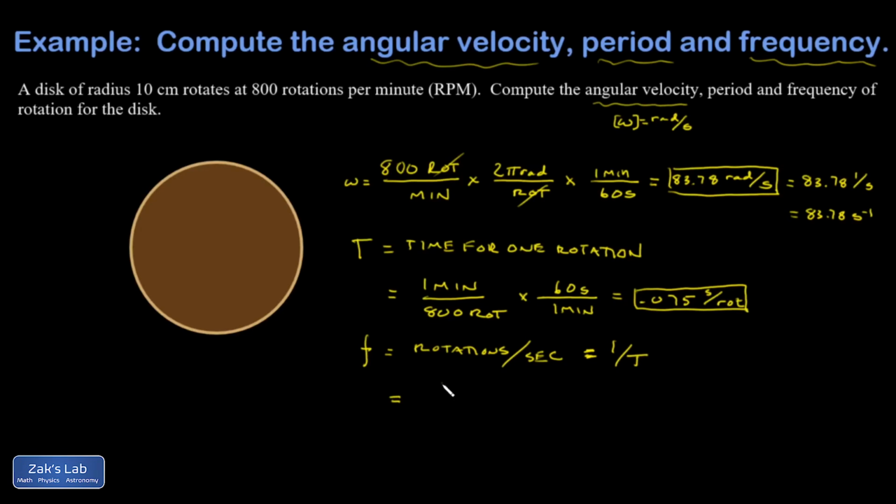So I could just take 1 over the 0.075 seconds for the period. And I get 13.3. Again, inverse seconds. And it really means rotations per second. And there's a special name for the units of frequency, and that is hertz. All right, that's it for this one.